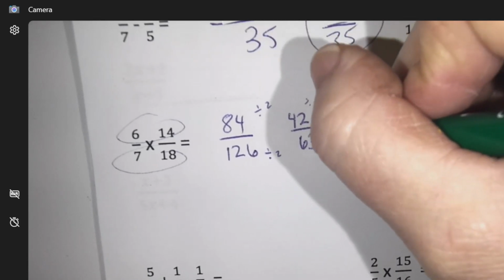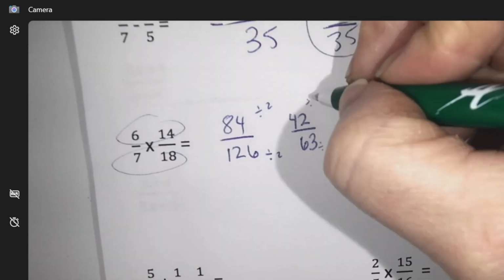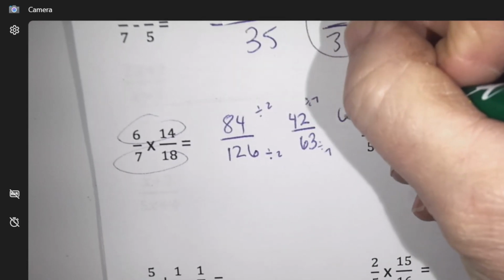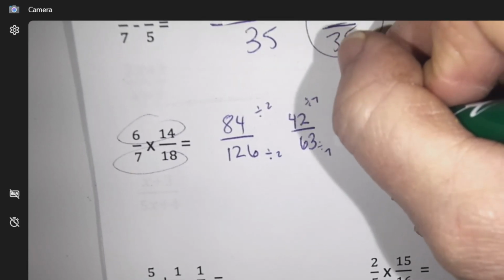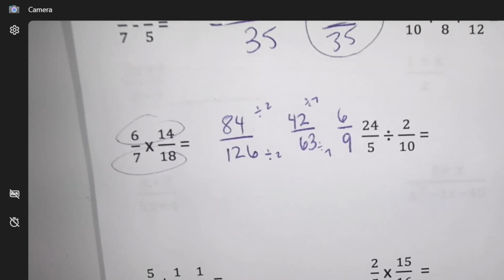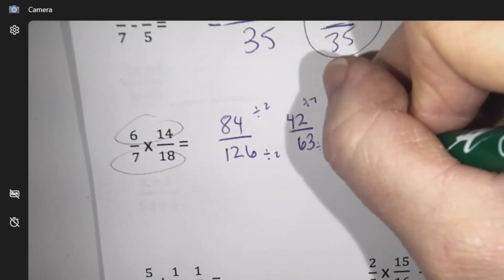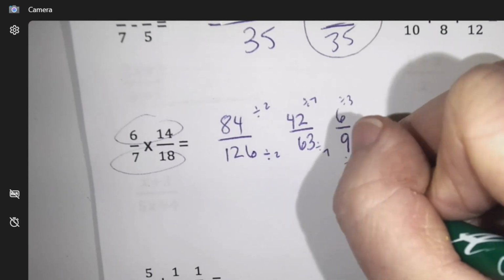Maybe know something we could divide them both by? 7? So if I divide by 7, that's a 6, and that's a 9. That also is both divisible by 3. 2/3.